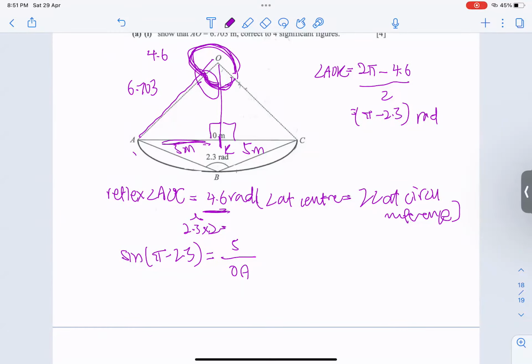Okay. Then OA is 5 over sine of pi minus 2.3. Then you get 6.703.